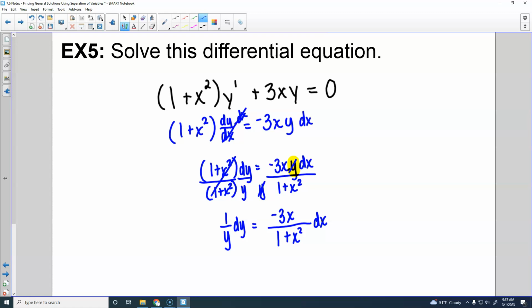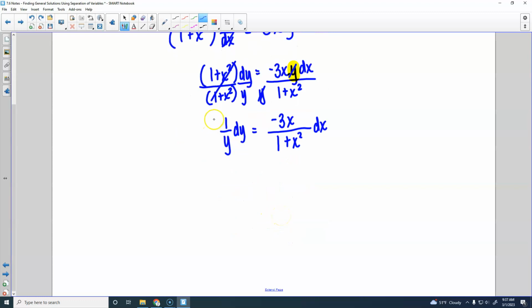Okay, I love these problems because it puts so much together. You got all this separating. Now you got to integrate both sides, which means you have to know how to integrate basically 2 different problems. So what I would suggest here, the left side is pretty simple to integrate. The left side is just natural log of y. What are we going to have to do on the right side?